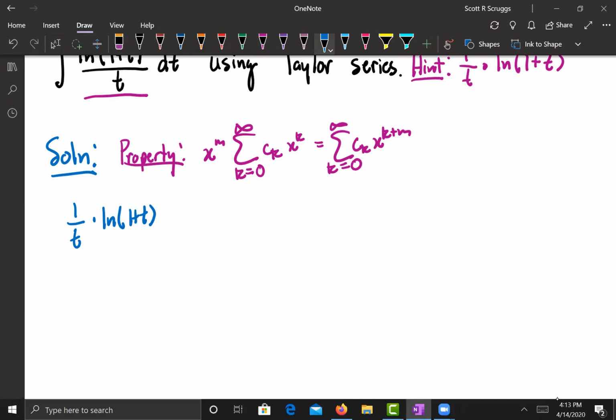So natural log of 1 plus t is one of the more common Maclaurin series. And the Maclaurin series for that is the sum starting at 1, ending at infinity, of (-1)^(k+1) times x^k over k.